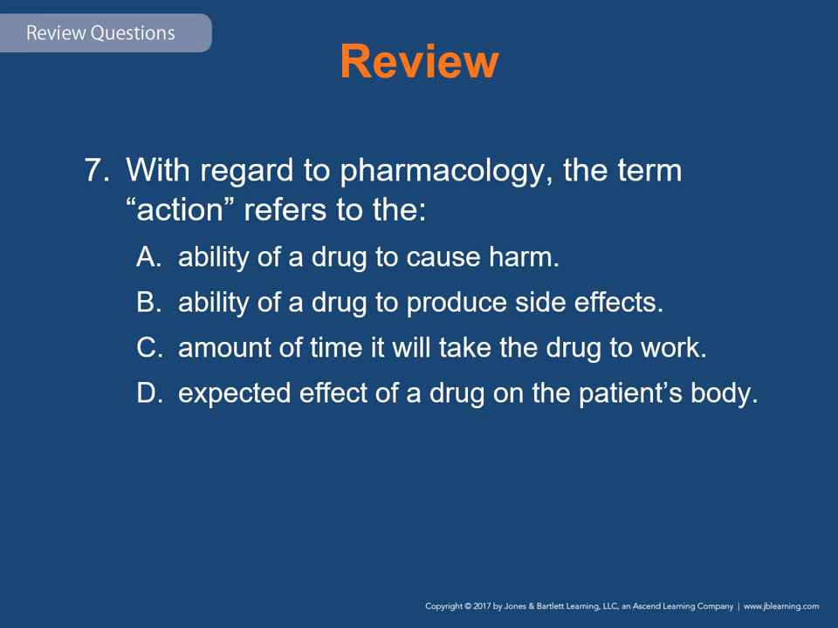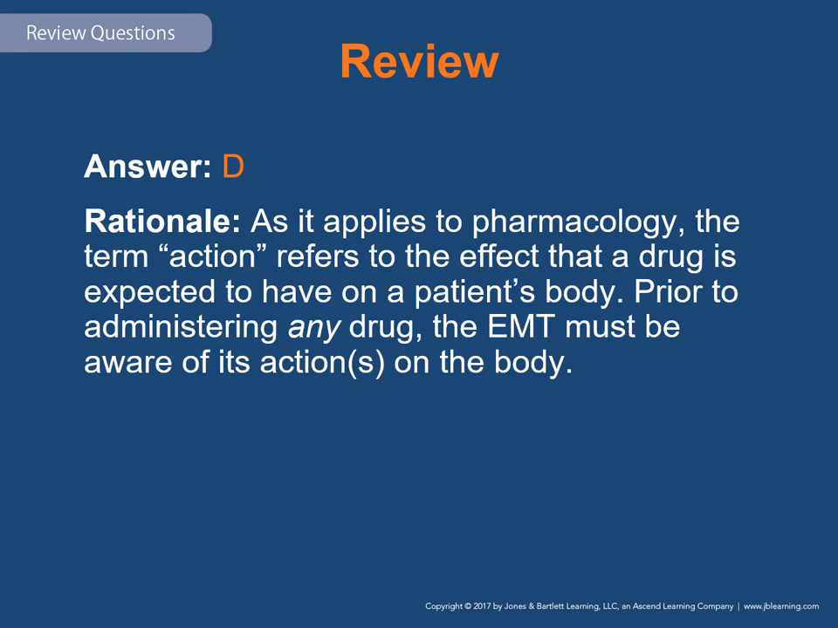7. With regard to pharmacology, the term action refers to A, the ability of a drug to cause harm, B, the ability of a drug to produce side effects, C, the amount of time it will take the drug to work, or D, the expected effect of a drug on a patient's body. This one should be straightforward also. And it is, of course, D.